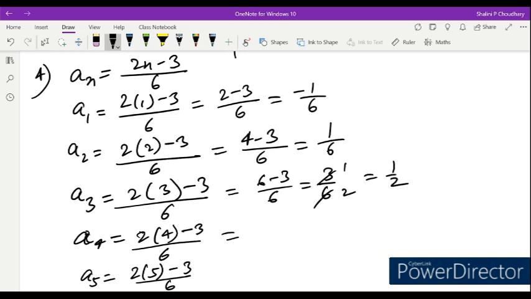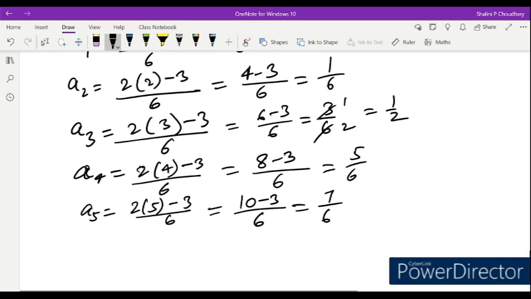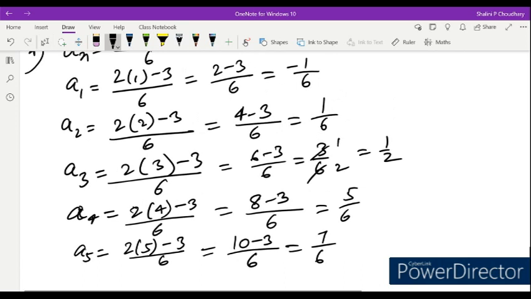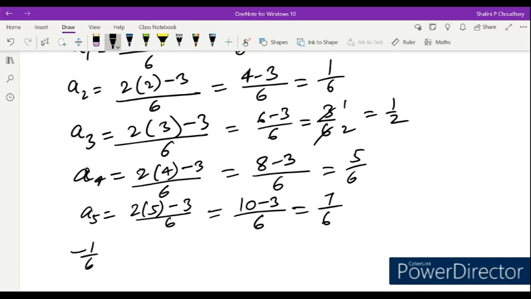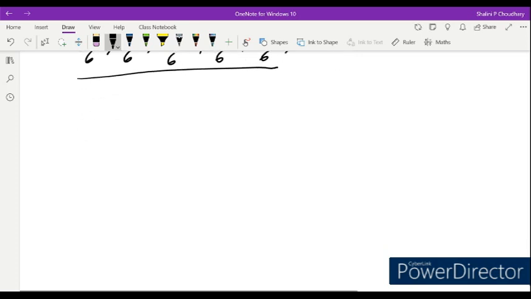This is 4 into 2, 8 minus 3 upon 6, that will be equal to 5 upon 6. And this is 10 minus 3 upon 6, that will be equal to 7 upon 6. So the sequence is minus 1 upon 6, 1 upon 6, 1 upon 2, or we can write 3 upon 6, 5 upon 6 and 7 upon 6 as follows. So these are the first 5 terms of the sequence.